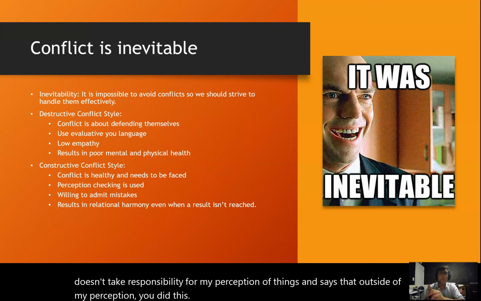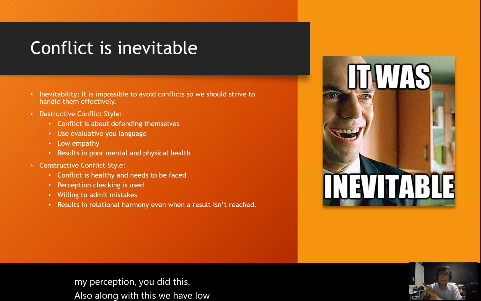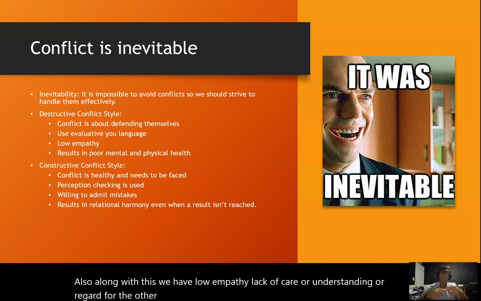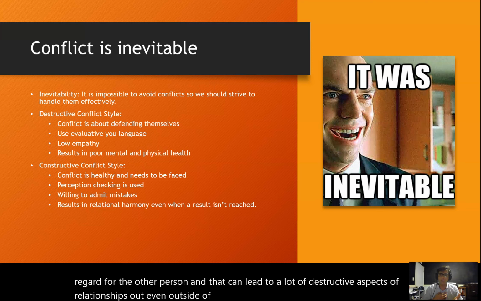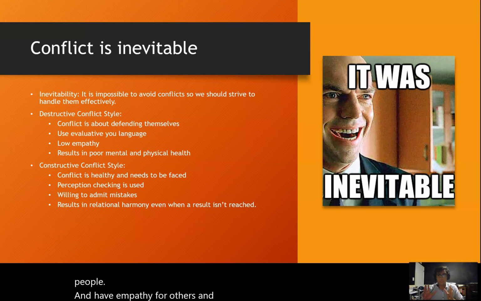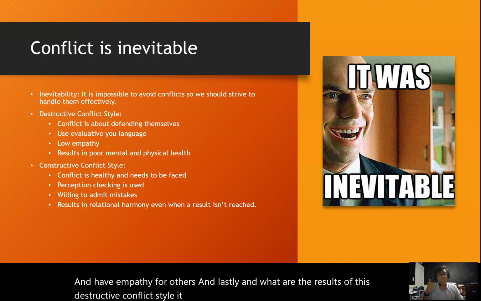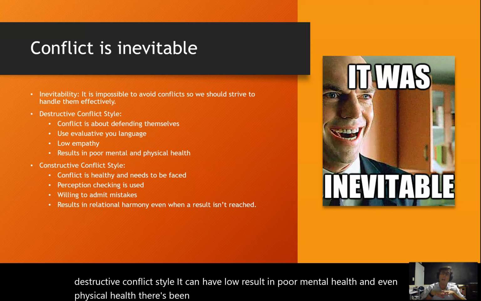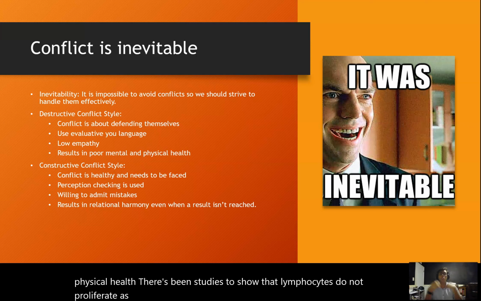Also, along with this, we have low empathy, a lack of care or understanding or regard for the other person. And that can lead to a lot of destructive aspects of relationships, even outside of conflict. We should always regard other people and have empathy for others. And lastly, what are the results of this destructive conflict style? It can result in poor mental health and even physical health. There have been studies to show that lymphocytes do not proliferate as much just simply due to the stress that destructive conflict style causes.